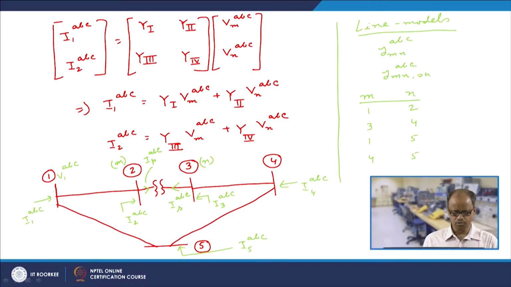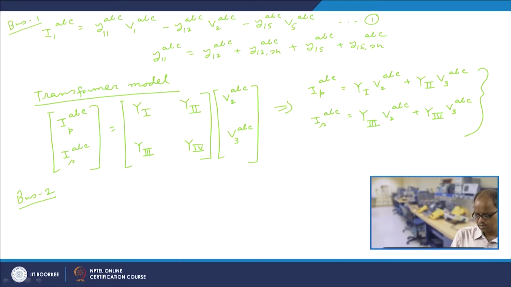So, at bus 2 the equation would be: I2 ABC would be nothing but IP ABC plus I21 ABC. Let us say this current is I21 ABC. So, at bus 2, I2 ABC is equal to IP ABC plus I21 ABC.